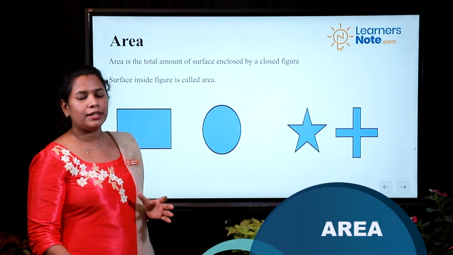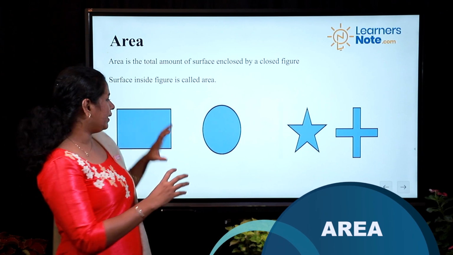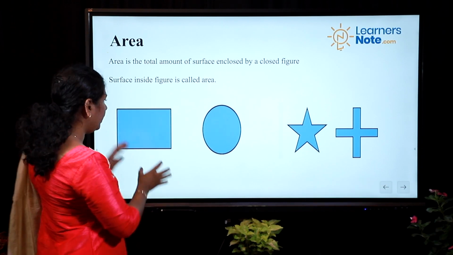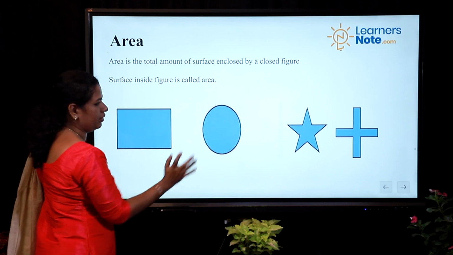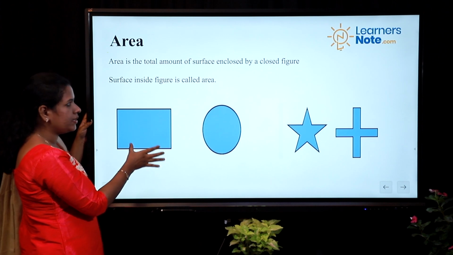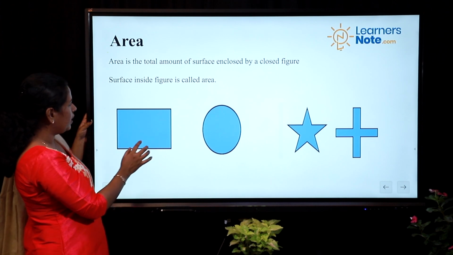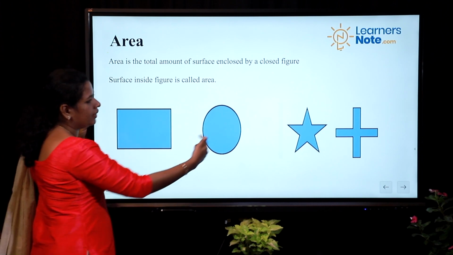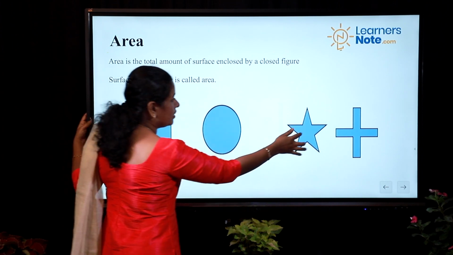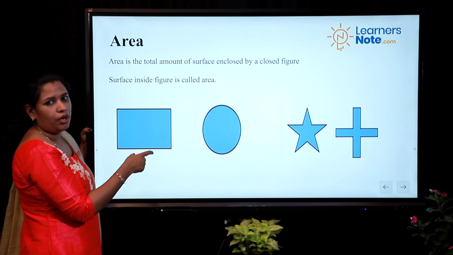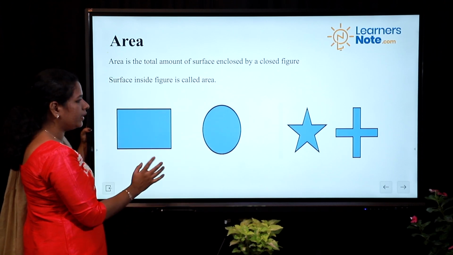Okay, next is area. Area means the region enclosed by a figure. That is what we call the area. Here you can see blue shaded figures. The area means the total amount of surface enclosed by this closed figure, that means the inside region. So this is a square shape, this is a circle and this is a star. So the area is nothing but the inside region of a figure. That is what we call the area.